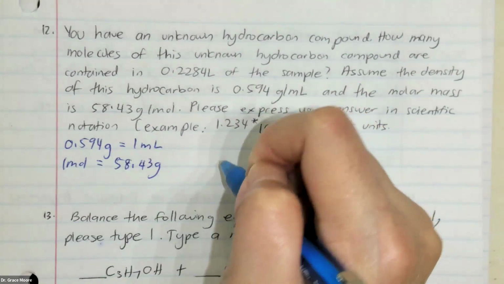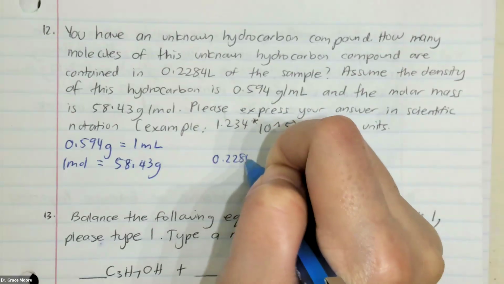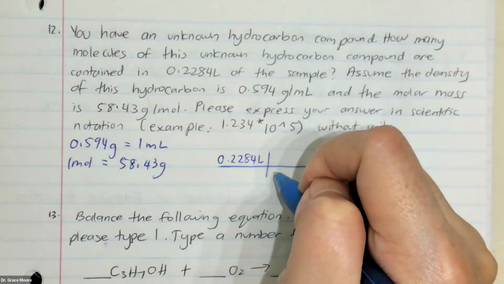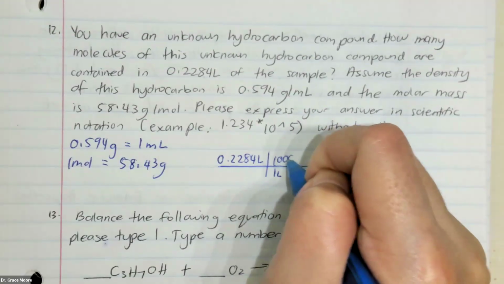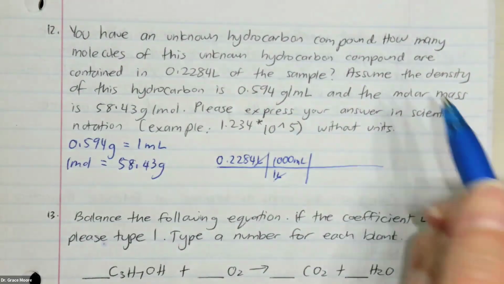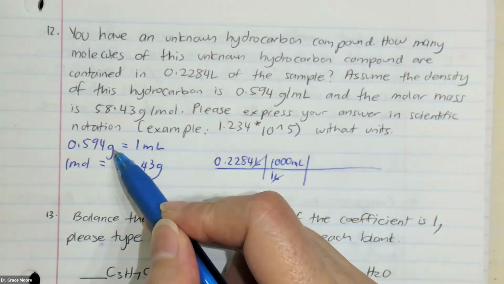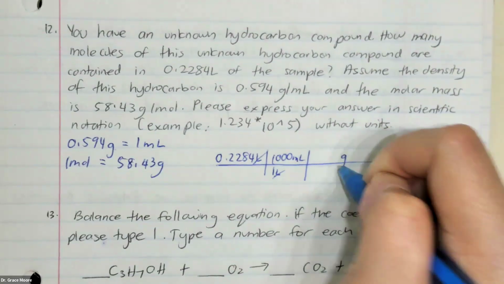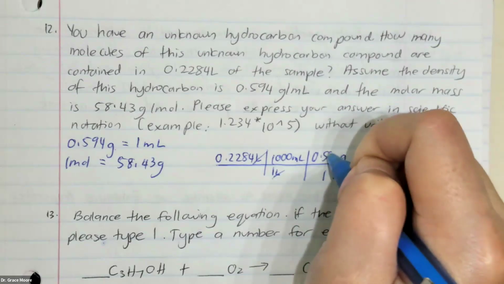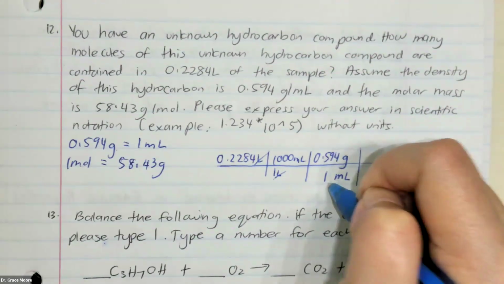I'm going to start. We have 0.2284 liters. Now I'm going to convert it to milliliters. So 1 liter is 1,000 milliliters. And then I'll cross out liters, get my answer in mils, take mils and convert it to grams. So I'll put the grams on the top, mils on the bottom. 1 goes on the bottom. 0.594 goes on the top.